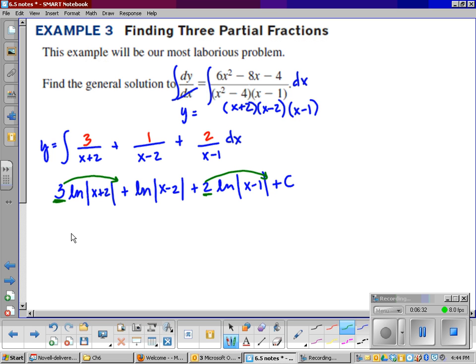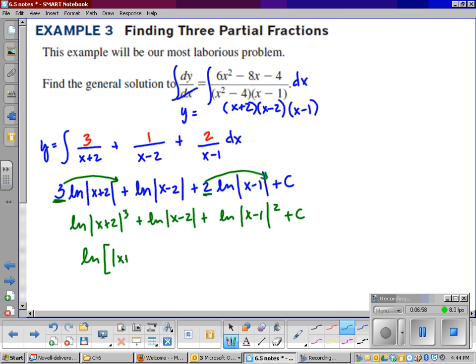So if we move those powers up, then we can rewrite this as natural log x plus 2 cubed plus natural log x minus 2 plus natural log x minus 1 squared plus c. And when we have a sum, we can multiply those things together. So we would have a single natural log, and then we could multiply x plus 2 cubed times the absolute value of x minus 2 times the absolute value of x minus 1 squared, and then plus c.